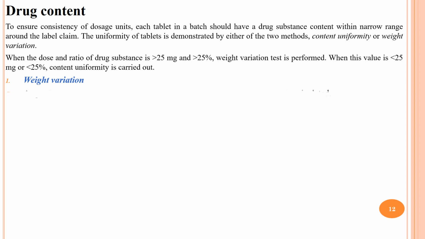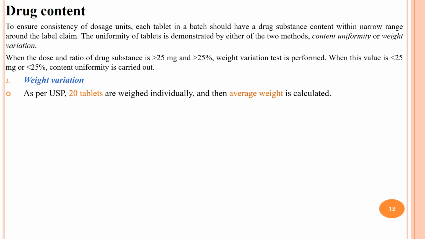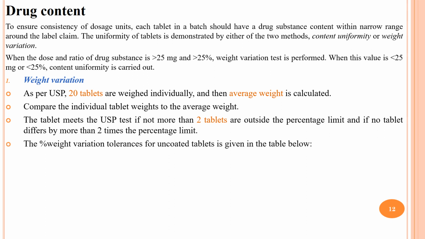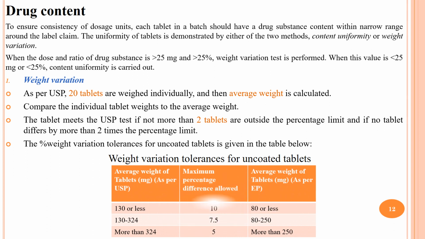In case of weight variation, as per USP, 20 tablets are weighed individually and then the average weight is calculated, comparing the individual tablet weights to the average weight. The tablets meet the USP test if not more than 2 tablets are outside the percentage limit and if no tablet differs by more than 2 times the percentage limit. The percentage weight variation tolerance for uncoated tablets is given in the table below. In this, the maximum percentage difference allowed is compared as given in USP and in the EP.